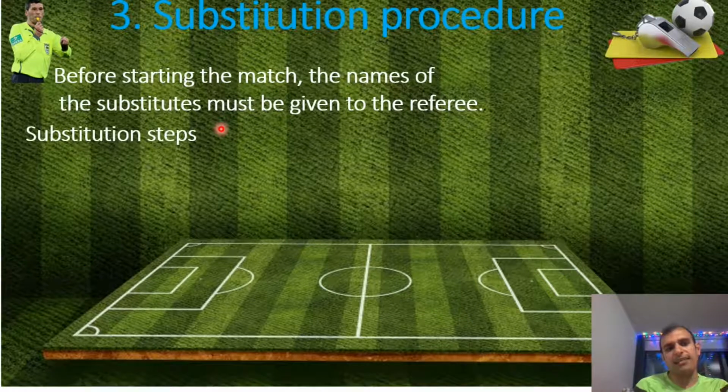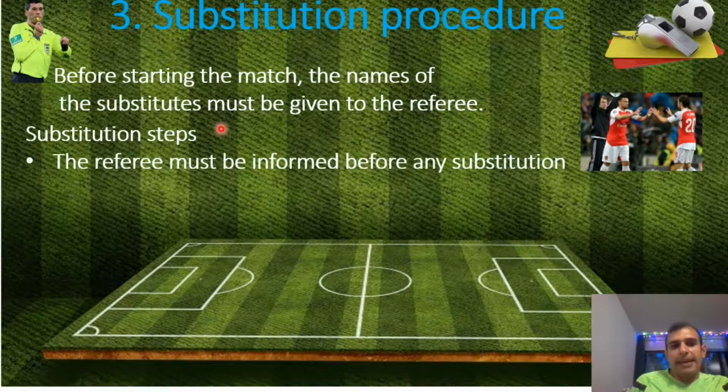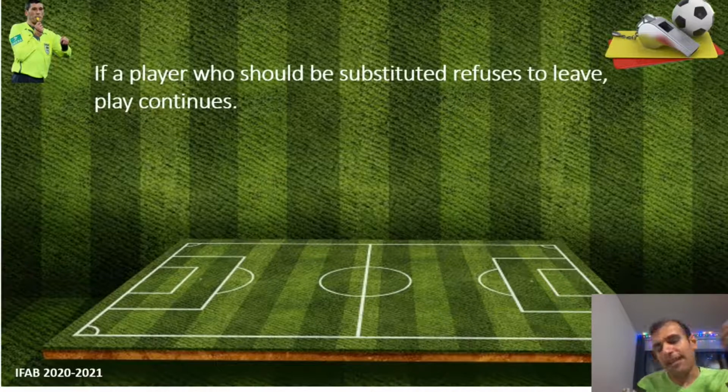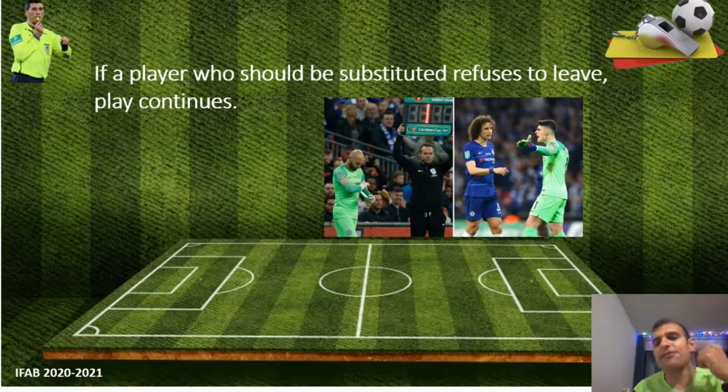And now the substitution steps. First, the referee must be informed before any substitution. The player being substituted must leave by the nearest point on the boundary line, it's very important, and go immediately to the technical area or the dressing room. Sometimes a player who should be substituted refuses to leave the field, and in this case play should continue, and there is no problem. There is no caution for the player who doesn't want to leave the field.